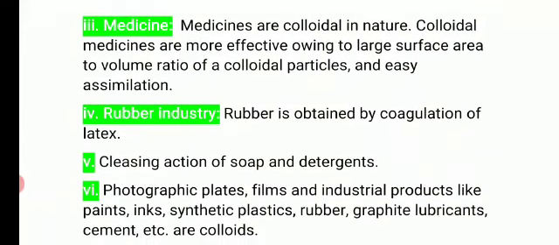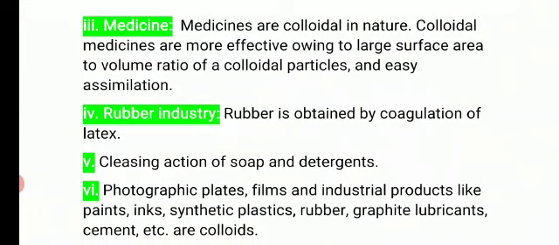Understood? This makes water potable as well. So here, purification of drinking water can be done by coagulating the colloidal particles present in the water, only by addition of alum. That is one more application.